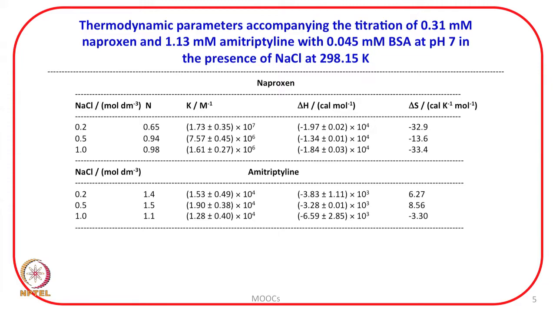So, this is one example where, in this report, the use of sodium chloride in studying the binding affinity suggested that electrostatic interactions play a significant role in the binding of naproxen with serum albumin, but do not play a significant role in the binding of amitriptyline with serum albumin.